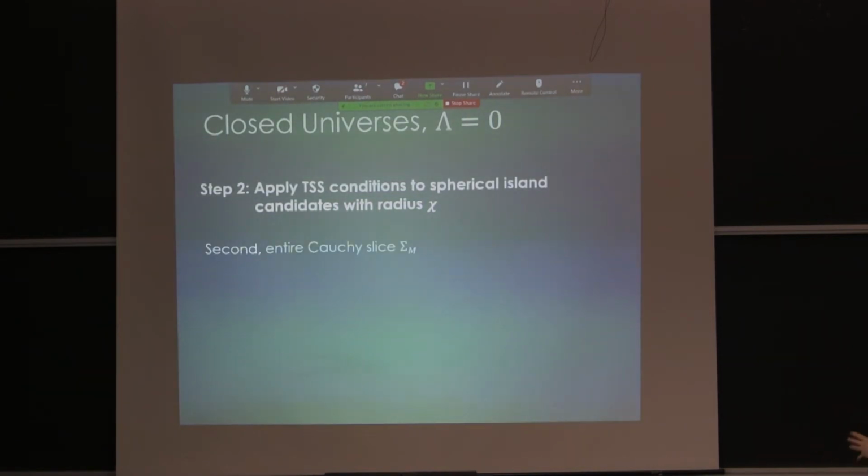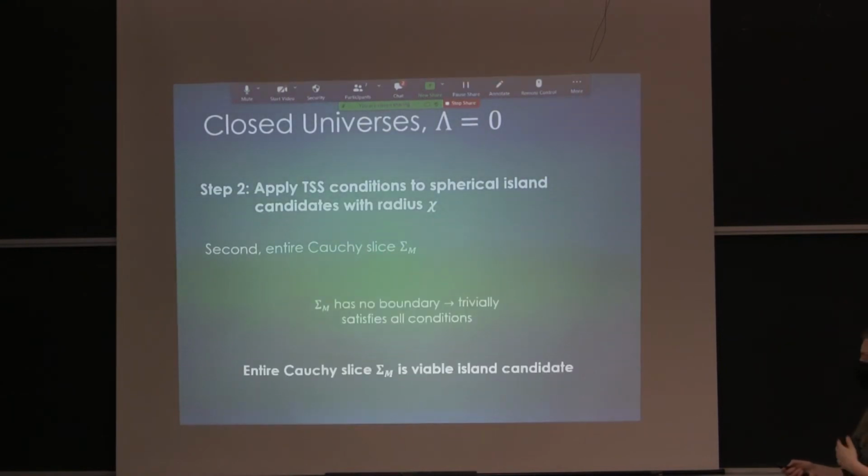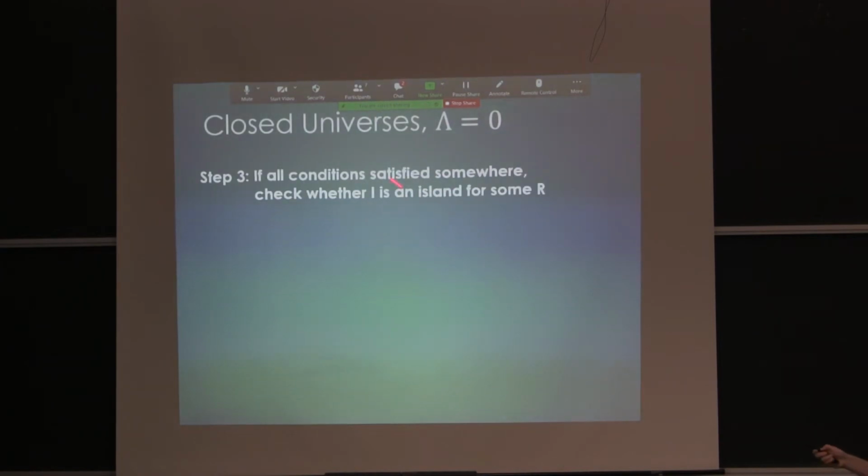So next we can ask about the entire Cauchy slice. And just like I said at the beginning, the entire Cauchy slice, having no boundary, trivially satisfies all of the relevant conditions, so that's conditions 1, 2, and 3. And so it is a viable island candidate.